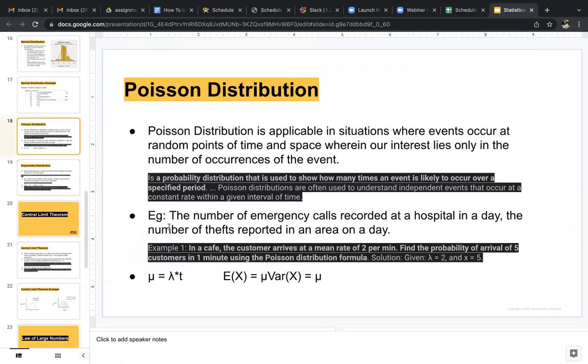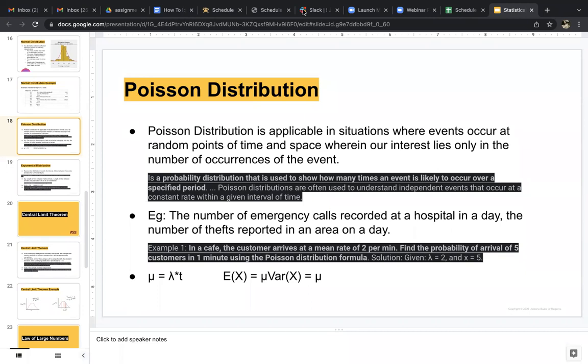The next one is your Poisson distribution. A Poisson distribution is one that is used to show how many times an event is likely to occur over a specified period. Poisson distributions are often used to understand independent events that occur at a constant rate within a given interval of time. So it is applicable in situations where events occur at random points of time and space, wherein our interest lies only in the number of occurrences of the event.